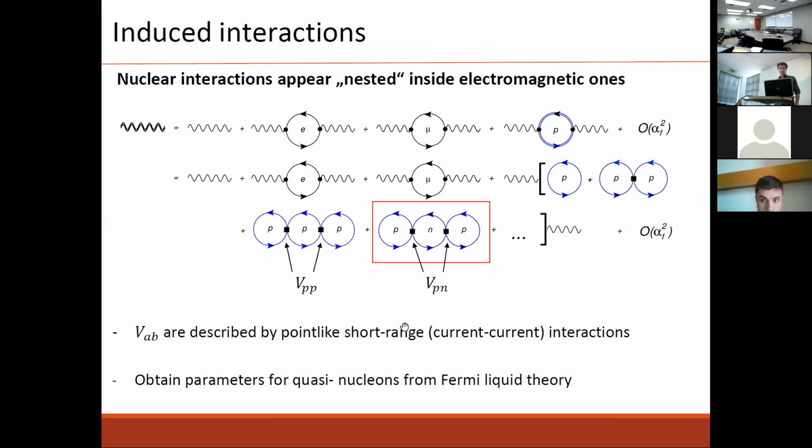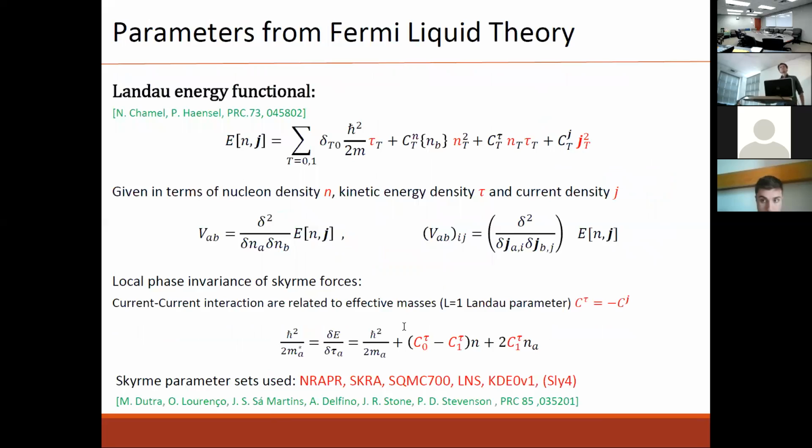As I said before, we should treat the nucleons as quasi-particles, and we should obtain their properties from Fermi liquid theory. There are a lot of energy functionals out on the market. This is the one I choose. The reason I use this one is because it depends not only on the nucleon density, but also on the currents. If I want to understand the response to the longitudinal piece and the transverse piece, I really do need the current interactions in the system.